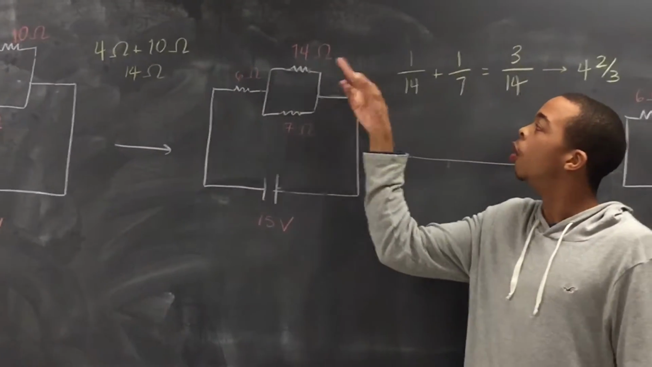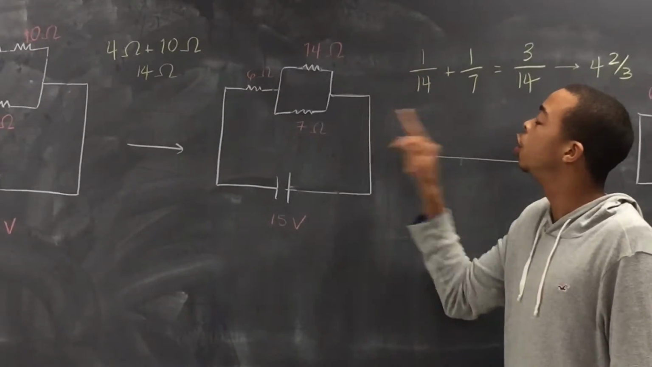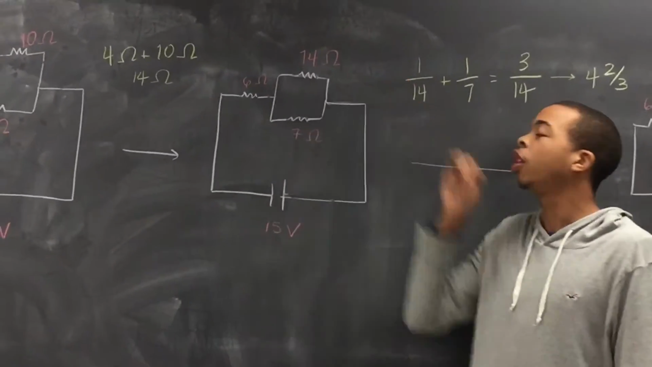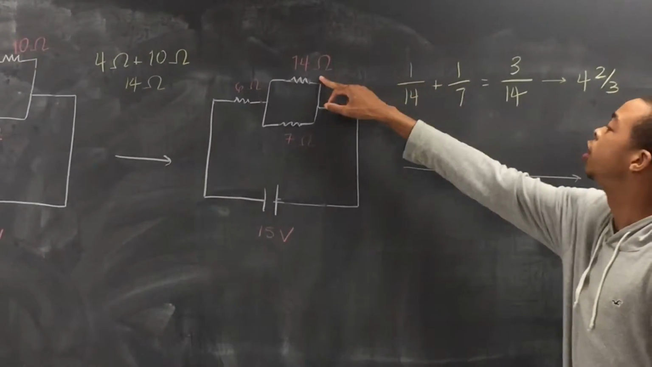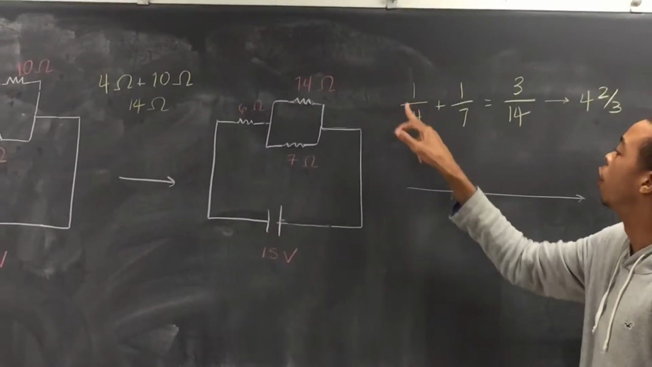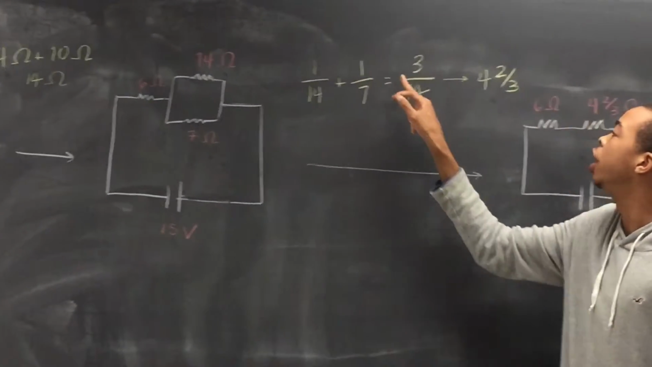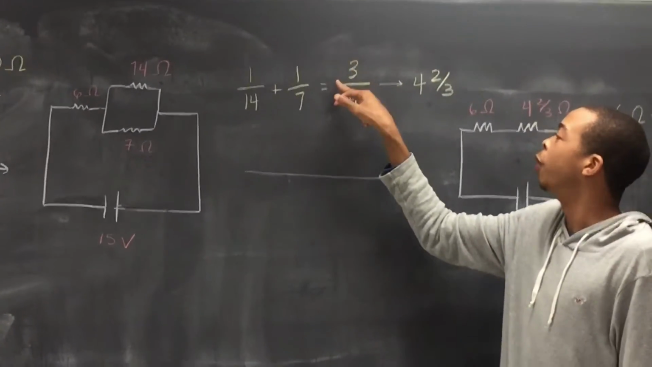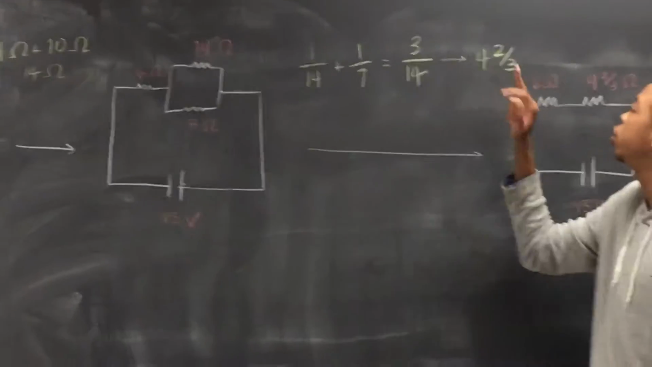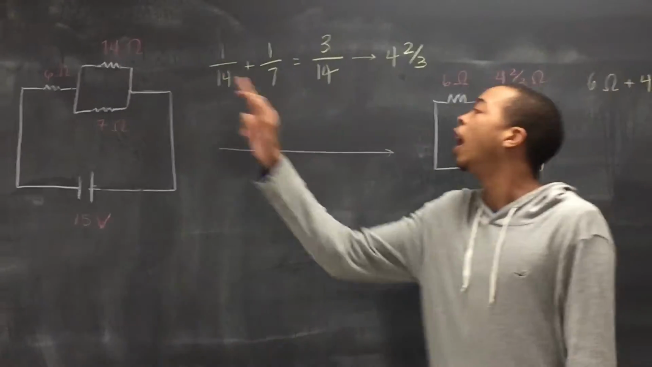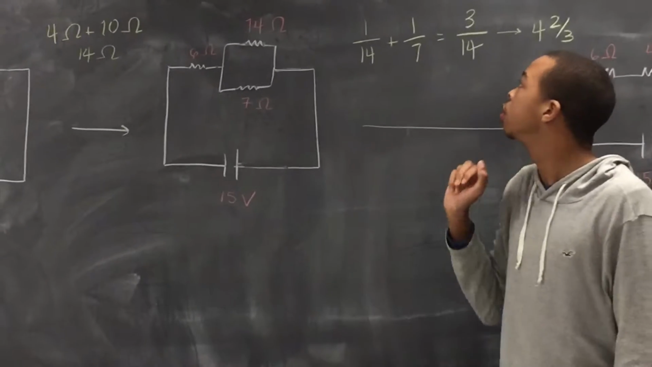So for this part, we have 14 ohms and we have 7 ohms, and for these two, they're in parallel. And in parallel, you have to use the reciprocal. So the 14 ohms and the 7 ohms, 1 over 14 plus 1 over 7, you add them together, you get 3 over 14. You flip it back, you get the reciprocal, 14 over 3, which equals 4 2/3. And I got this from the 14 ohms and the 7 ohms.